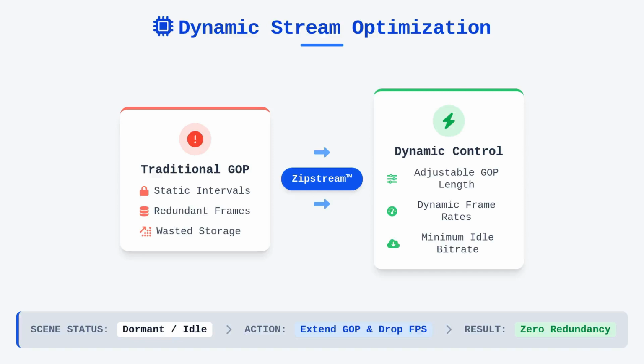This capability is critical because, in many surveillance environments, significant durations of time pass with zero meaningful activity. By configuring these dynamic parameters correctly, we can guarantee that bitrates drop to a bare minimum during these idle periods without ever risking the failure to capture a critical event if movement suddenly triggers the sensor.